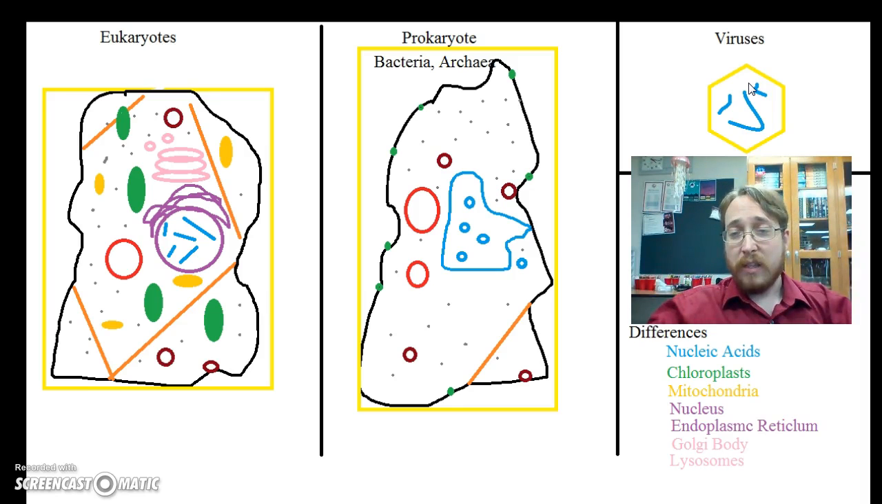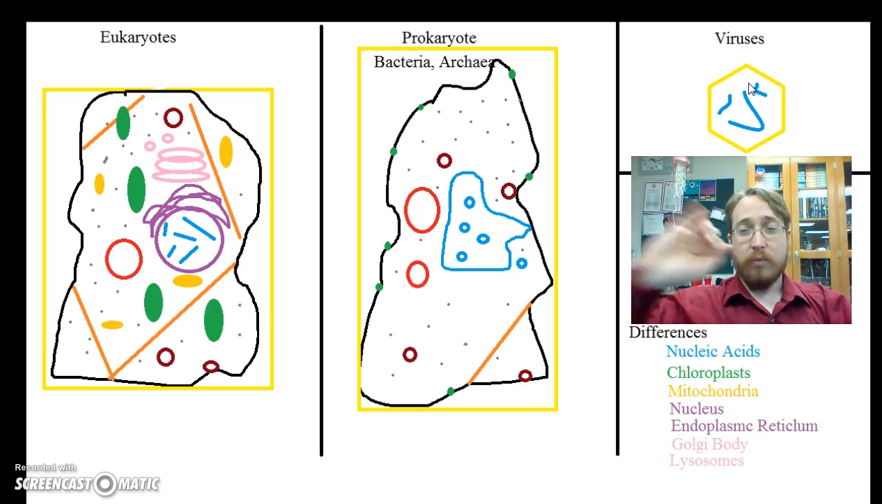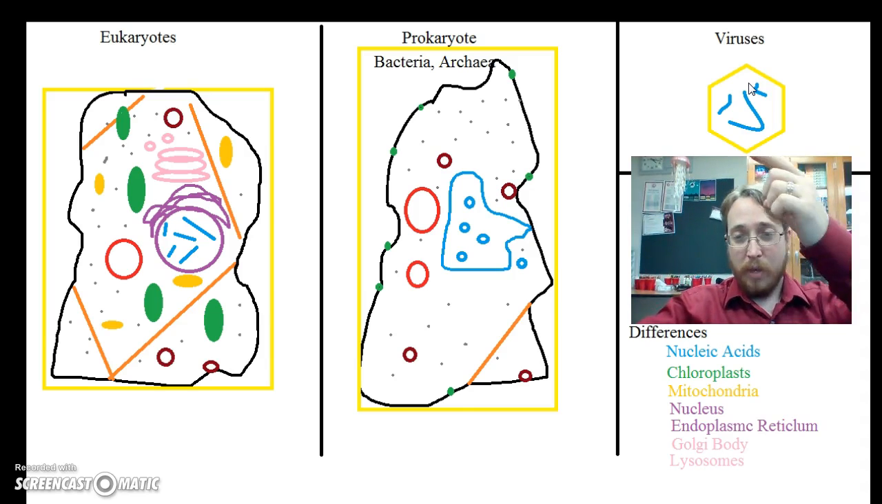So viruses are crazy flexible with what their genetic material can be. Their primary genetic material can be double-stranded DNA, single-stranded DNA, single-stranded RNA, or double-stranded RNA. So whatever, viruses, you be you.